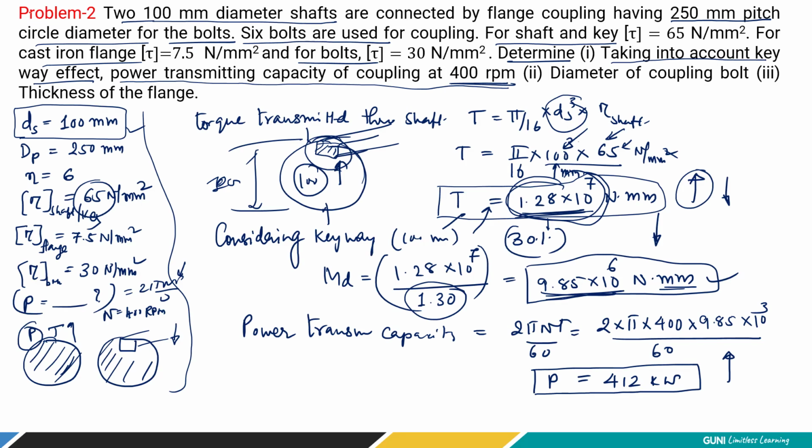Now let's find the other dimensions, right? Bolt design. The second thing that we have to find out is the bolt design: the diameter of the coupling bolt and the thickness of the flange. Now here, let's write bolt design. Now what is given to us? Here the number of bolts is given as 6. Okay, it is already given.